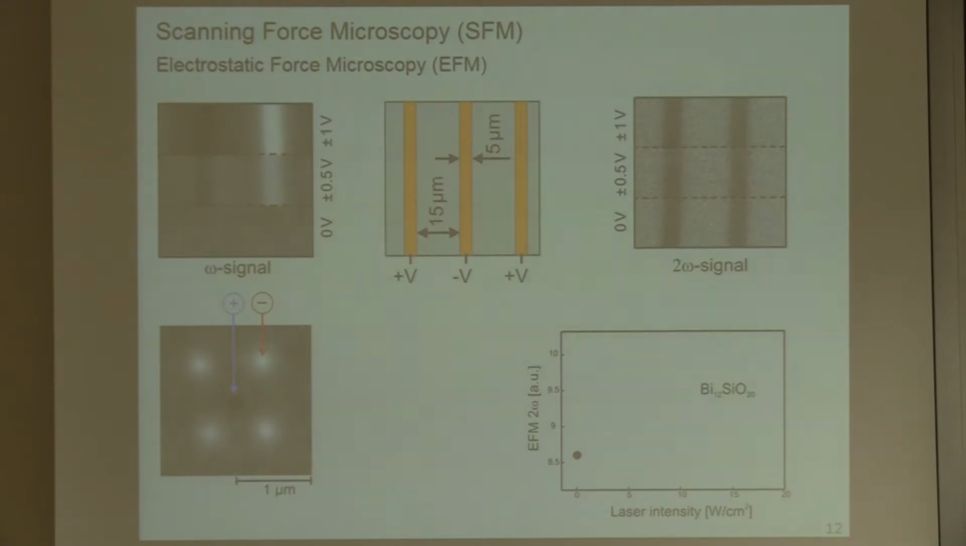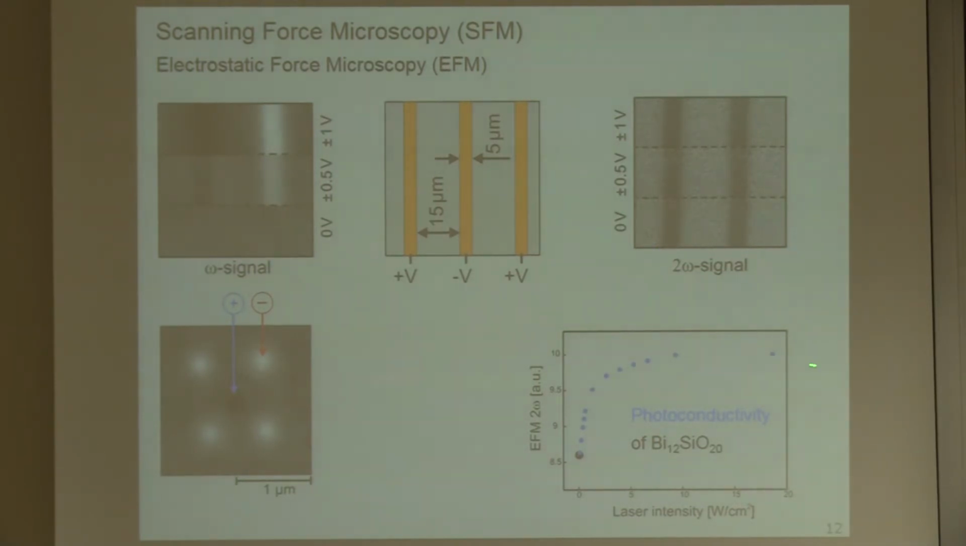So the bismuth silicon oxide has the advantage that in addition it's a photoconductor. So if you shine light on it, and that's what you see here, laser intensity, it will generate free charges inside the sample. And this is what you can see in the same sample. So this is without light, and the more you shine light in it, the more you get a signal at this 2 omega frequency, the frequency of the free charge carriers.